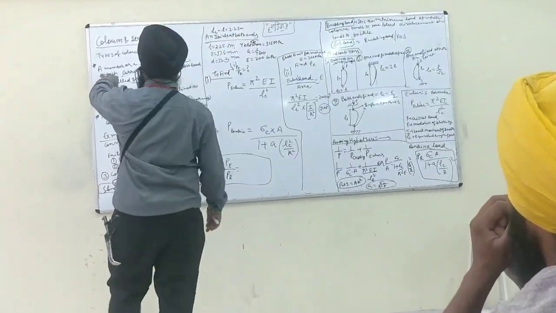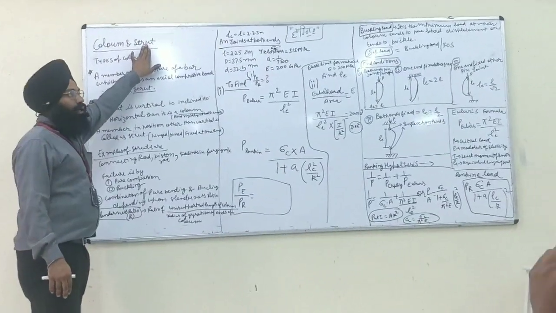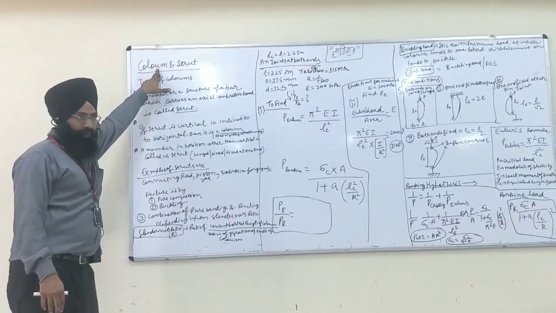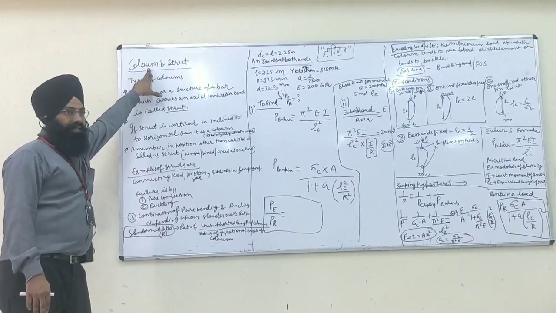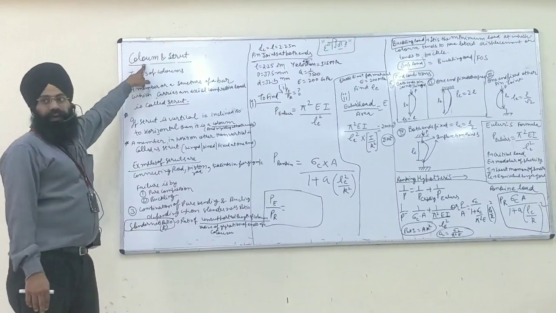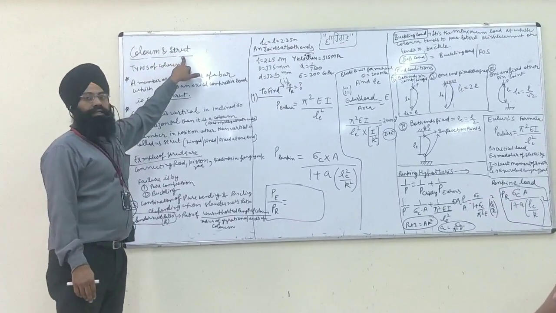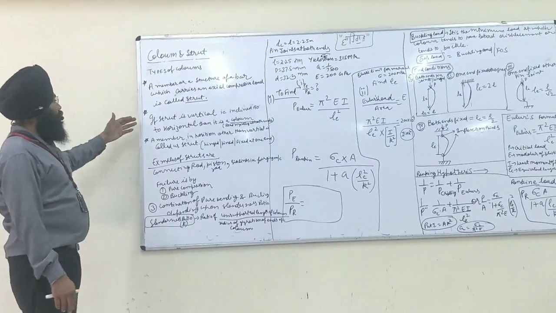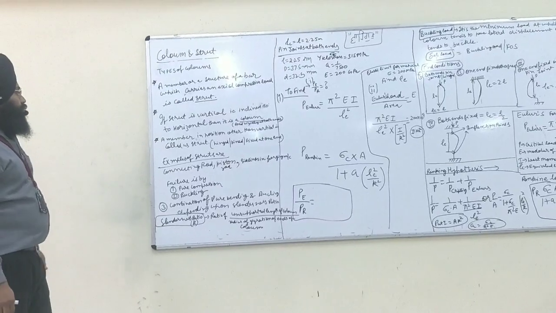So you came to know the difference between a column and a strut. The similarity is that they both have a compressive load. The dissimilarity is that one is totally vertical and the other is at some angle. So we do not define this as a strut. So let us move further.